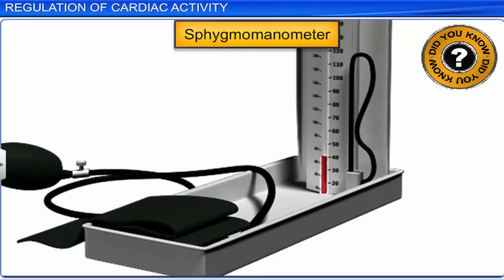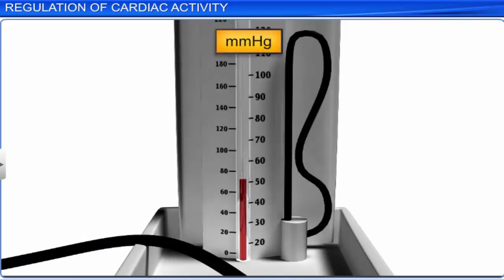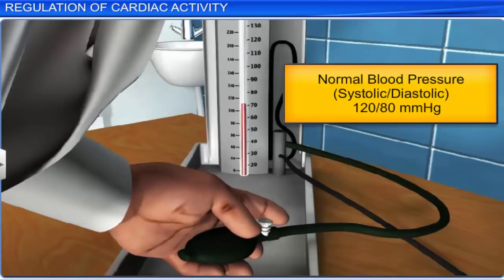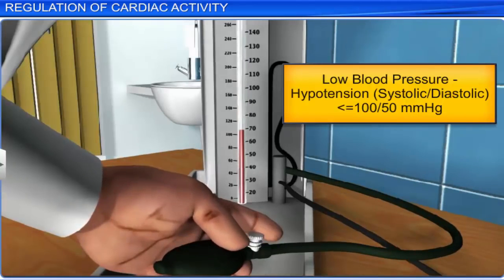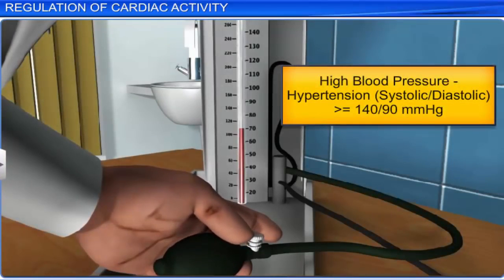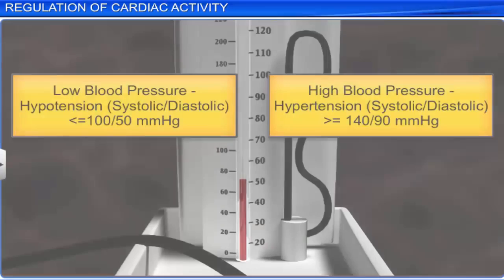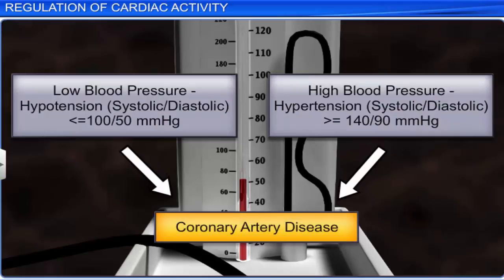Did you know that blood pressure is measured using an instrument called a sphygmomanometer? It measures blood pressure in millimeters of mercury or mmHg. A healthy individual has a systolic and diastolic pressure of 120/80 mmHg. When BP is 100/50 or less, it is called low blood pressure or hypotension. Similarly, when BP is 140/90 or more, it is called high blood pressure or hypertension. Thus, any drastic change from normal blood pressure leads to coronary artery disease.